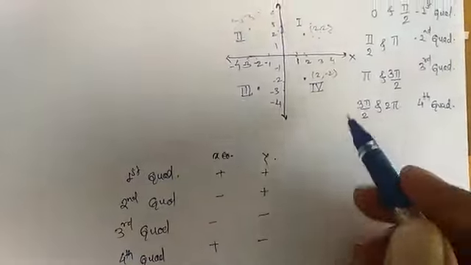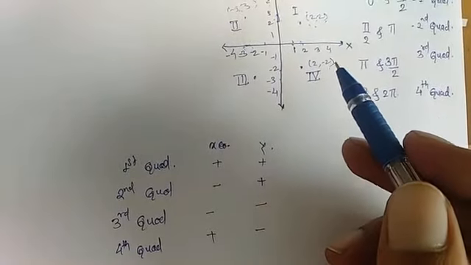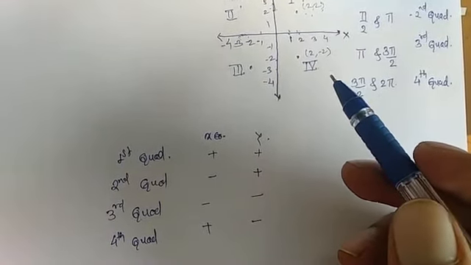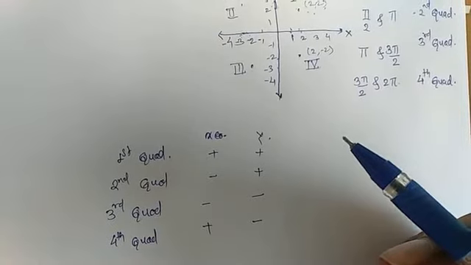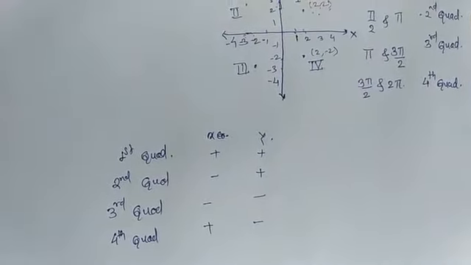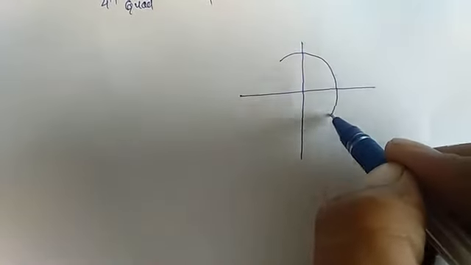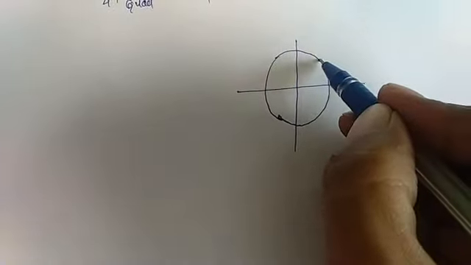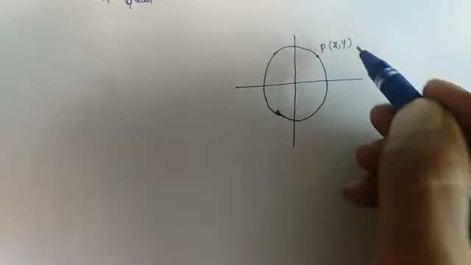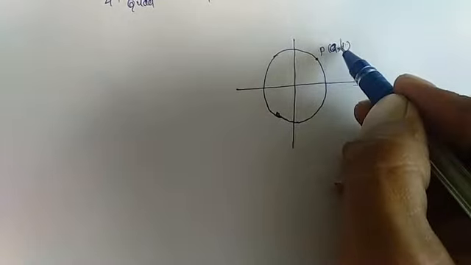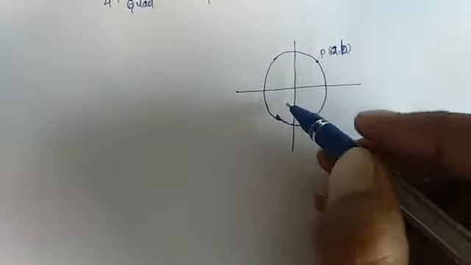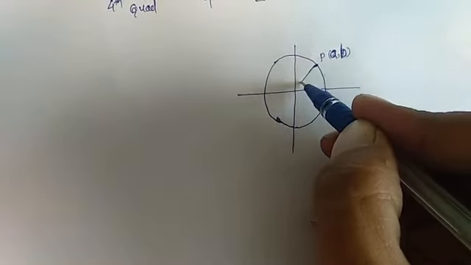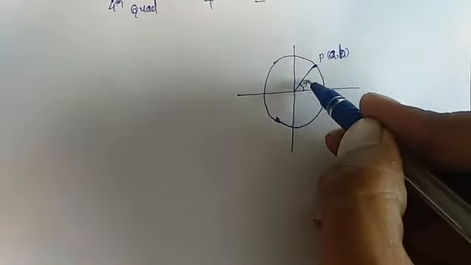Depending on this, we can define the signs of the values of sine, cosine, tan, or trigonometric functions. Now consider a unit circle. Consider a point P with xy coordinates, or A and B coordinates. This makes an angle x with the x-axis.